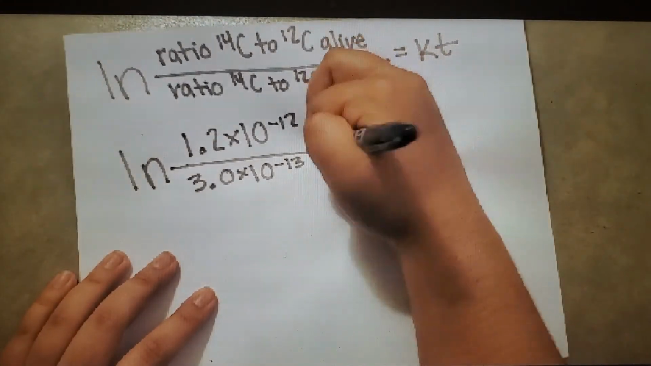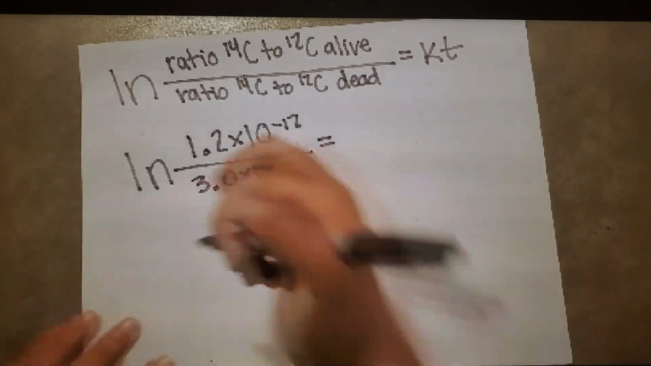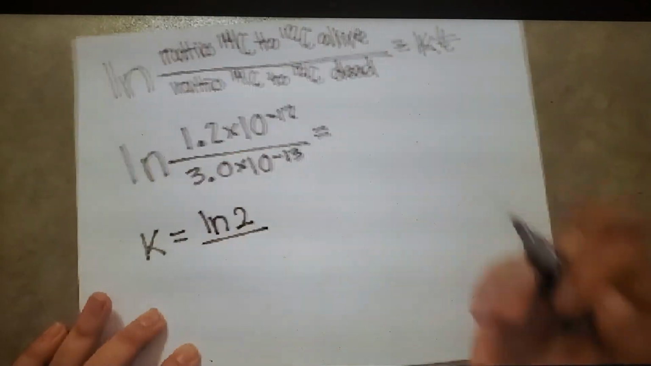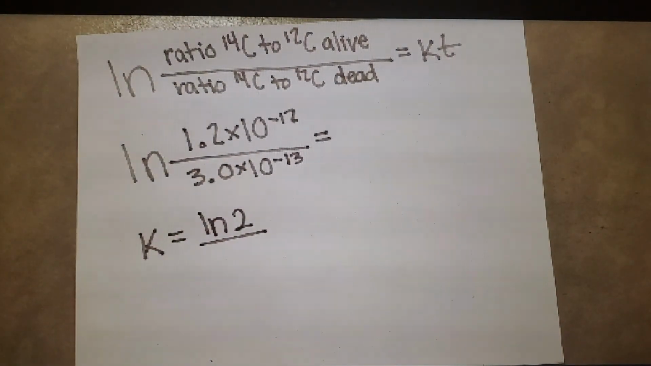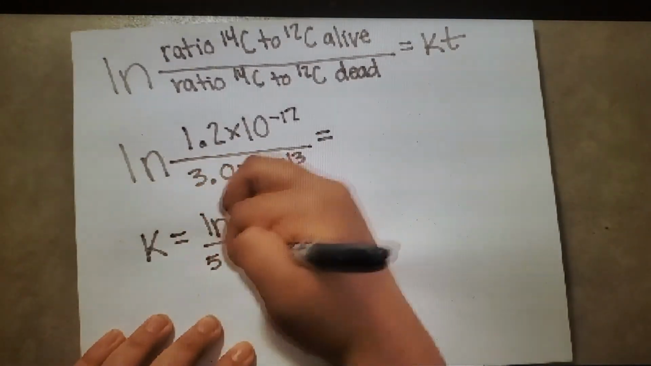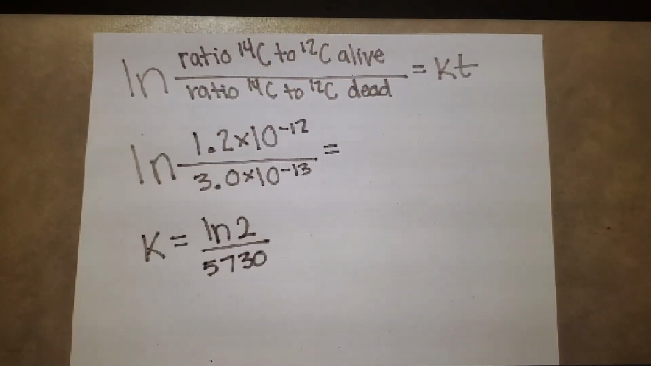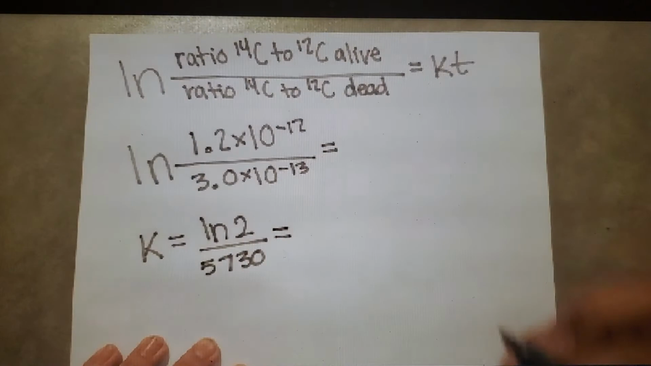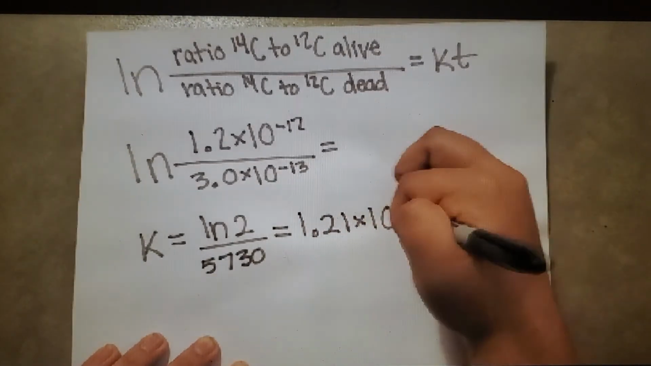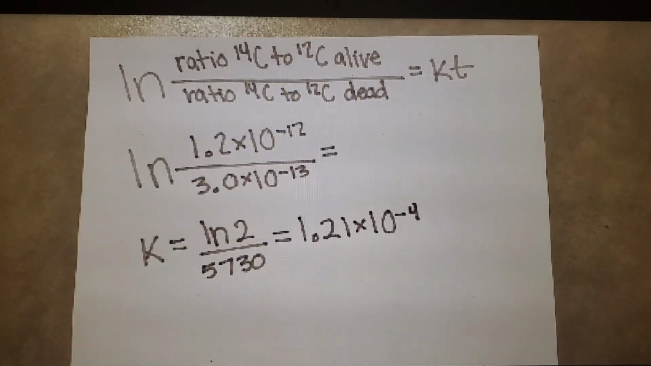Now, one thing that we need to find is, what is the half-life constant? The half-life constant is equal to log of 2 over the half-life. Now, if you'll recall, we mentioned that the half-life of carbon-14 is 5,730 years. When we calculate for this number, we get that the half-life constant is 1.21 times 10 to the negative 4. Now this number can be plugged in for K.